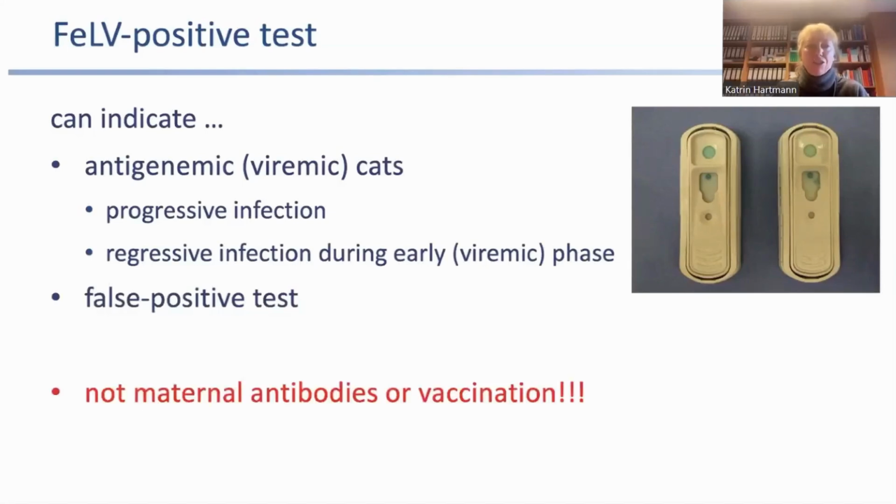But it's not in kittens. It's not positive through maternal antibodies or vaccination. There's no positive FIV test in a kitten just because of maternal antibodies. If a kitten is positive, it's truly antigenemic. Very, very important to remember. This is a big difference to FIV.